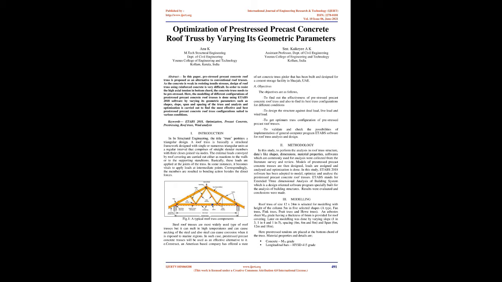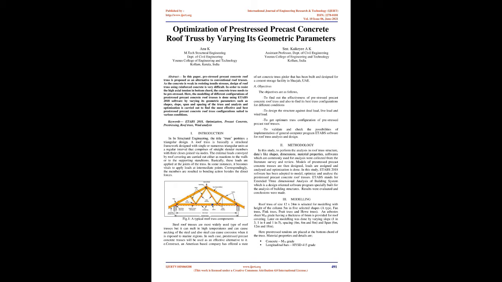Here, the modeling of different configurations of prestressed precast concrete roof trusses is done using ETABS 2018 software by varying its geometric parameters such as shapes, slope, span, and spacing of the truss, and analysis and optimization is carried out to find the most effective and best prestressed precast concrete roof truss configuration suited to various conditions. Keywords: ETABS 2018, optimization, precast concrete, prestressing, roof truss, wind analysis.